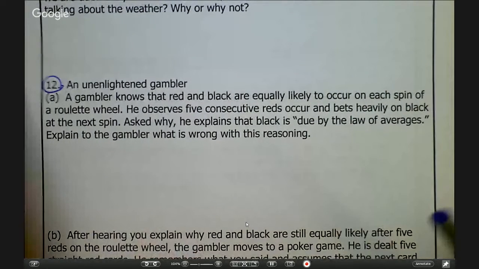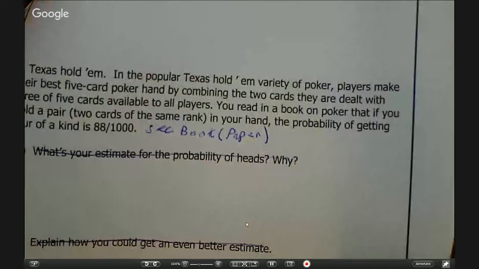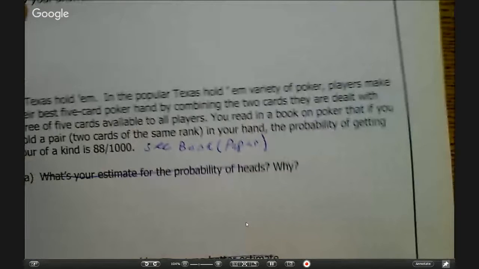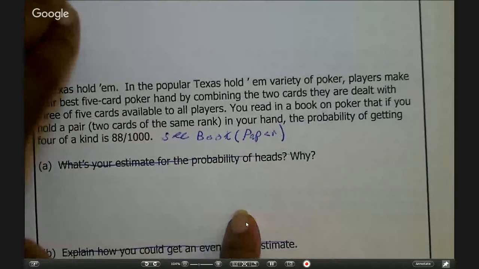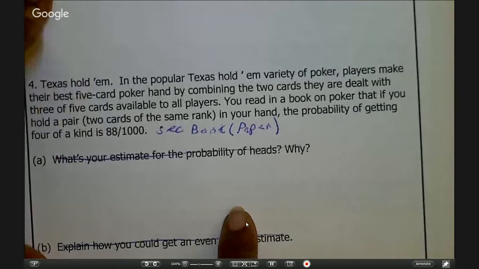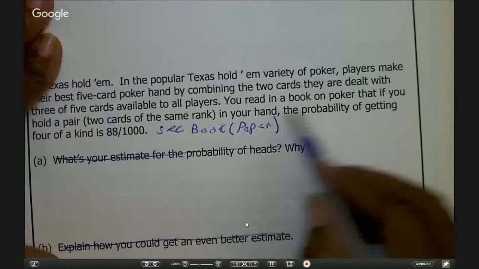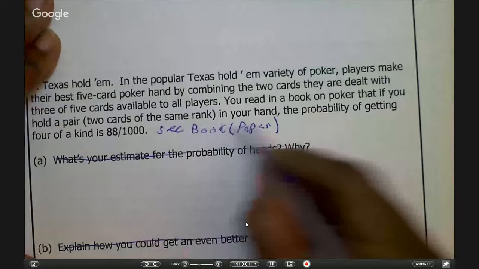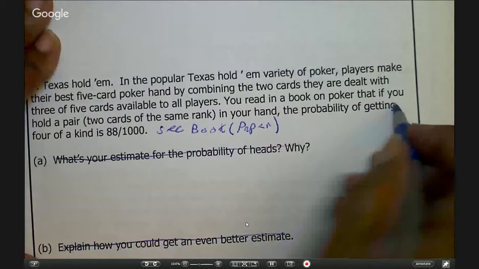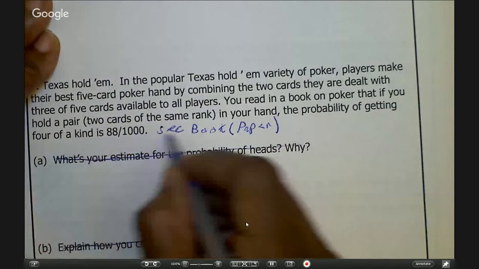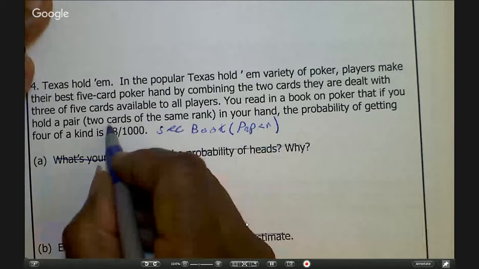Before I do problem number 12, I look at problem number 4, which you started on and had to finish, but let me briefly talk to you about it. This particular person wanted to know about the one that had four of a kind.